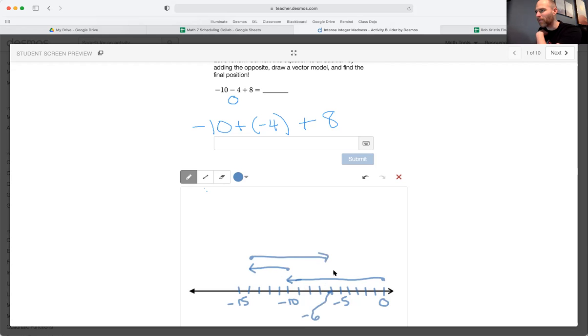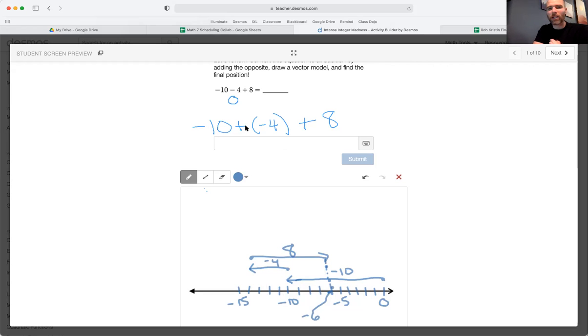I should also label my vectors. This is a -10 vector. This is a -4 vector. Label the vectors with the numbers that they represent, not the numbers that they end at or the numbers that the problem is going to equal, just the numbers from the problem that you're representing with each vector. And so this one's going to be 8. The answer here is going to be this -6 that I can see here. And so I think we're done.